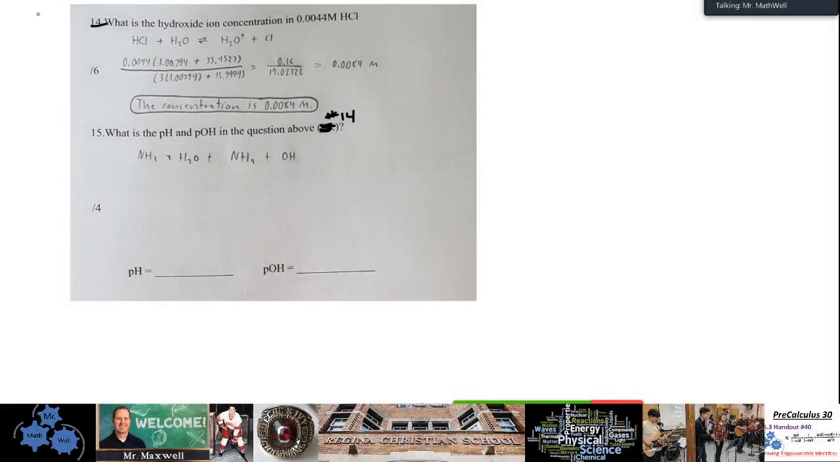All right, we're taking a look at Chem 30 here, and this is another pH sort of Ka acid-base type calculation question. So this is a sample of a student's work here, and question number 14 says, what's the hydroxide ion concentration for this 0.0044 molar HCl? And hydroxide, of course, is OH minus.